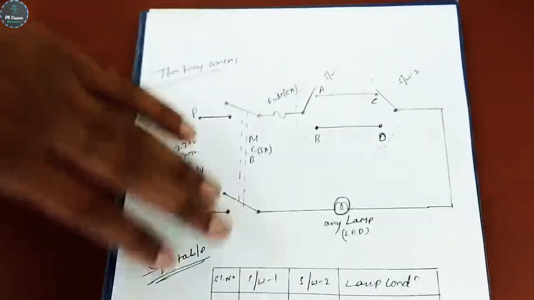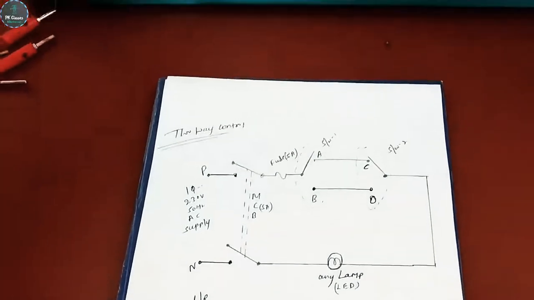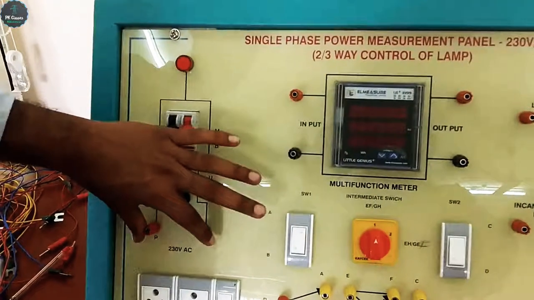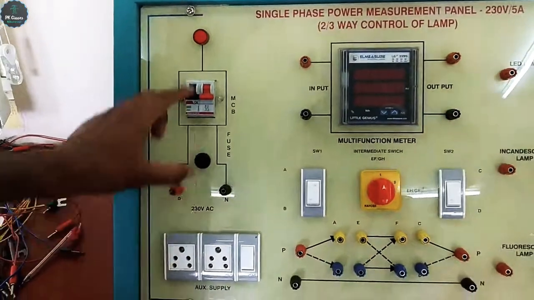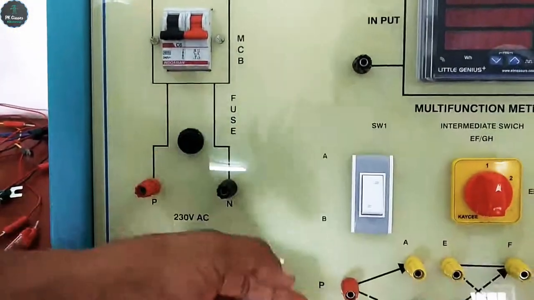We will compare this with the testing panel. There is an MCB present, and then the phase-neutral supply and a fuse. These two are for safety purposes. So the phase and neutral will be there. Similarly, the connection is like this.